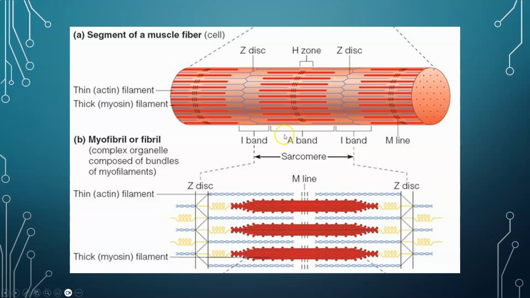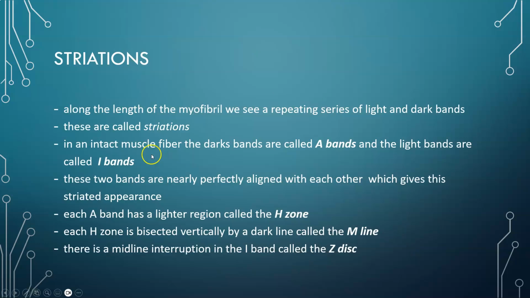So we've got another picture here. We can see the A band in this area, which is dark, and it is bordered by two I bands on either side, which is light. Okay, again, dark bands are called A bands and light bands are called I bands. Because these two bands are nearly perfectly aligned with each other, and we see these alternations of light and dark and light and dark and light and dark, this is what gives us a striated appearance.